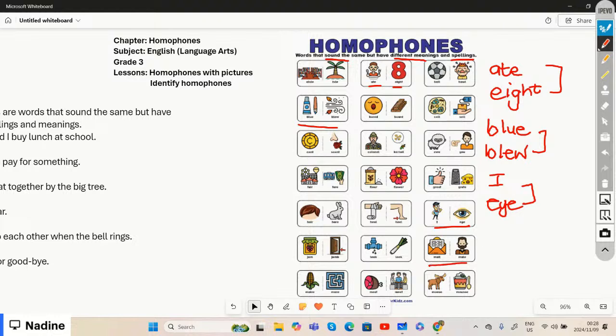Then we have male. It's like letters that you're getting, or male as a man. And then the last one is flour. This is flour that you use to bake something. And then flowers, like your beautiful flowers that you get in the garden.